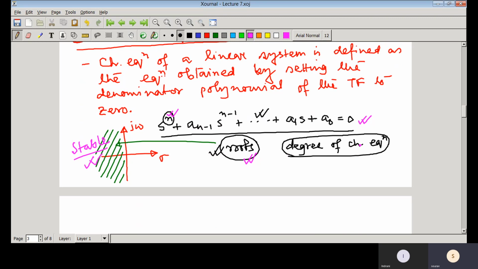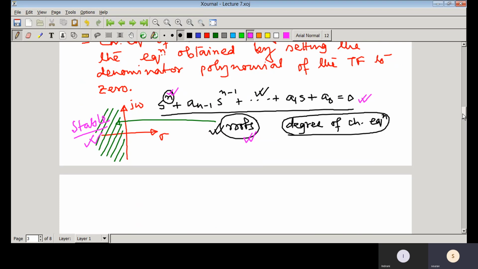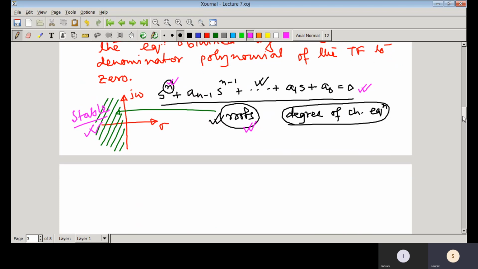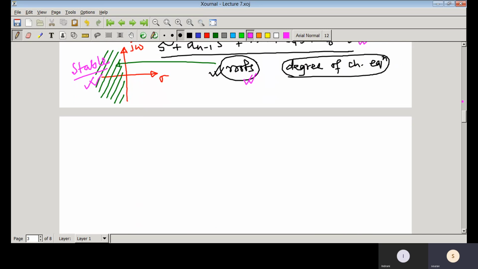This n is called the order of that system, because you have seen in the last few classes, I have used the terms first order system, second order system. Basically that order means the maximum degree of the characteristic polynomial, which is 1 in case of a first order system. In case of a second order system, the degree is 2. So let us write these two important pieces of information, that is, stability of a system.